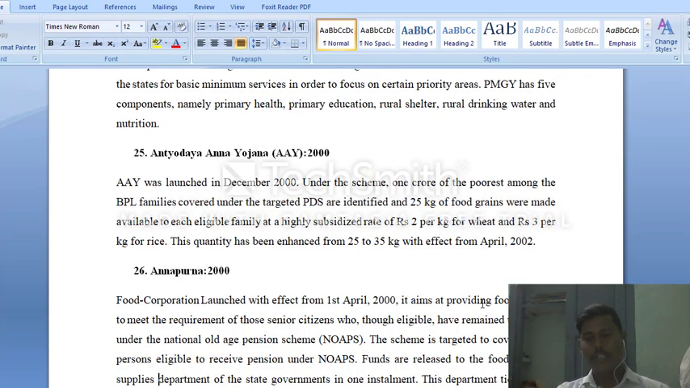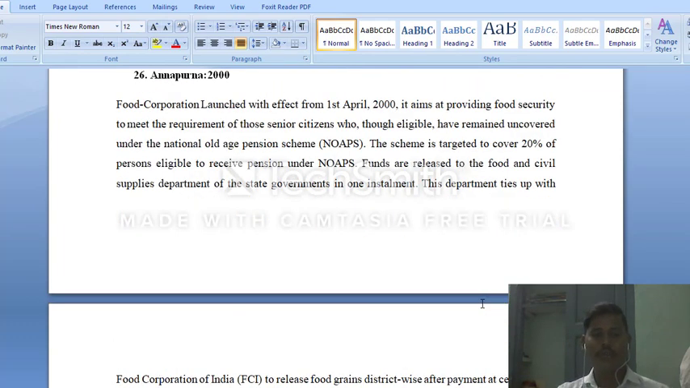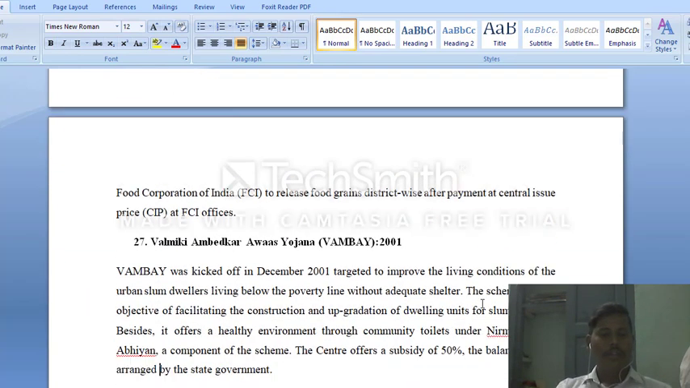It aims at providing food security to meet the requirement of those senior citizens who, though eligible, have remained uncovered under the National Old Age Pension Scheme. In 2001, the VAMBAY scheme, Valmiki Ambedkar Awas Yojana, was introduced to improve the living conditions of urban slum dwellers living below the poverty line without adequate shelter. The scheme has the objective of facilitating the construction and upgradation of dwelling units for the slum dwellers.